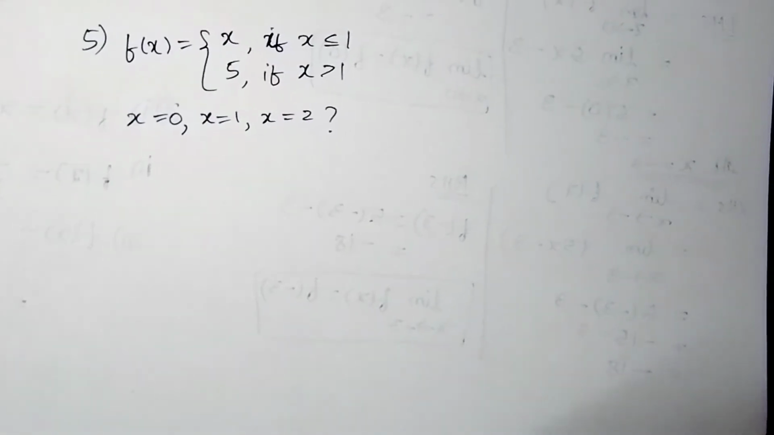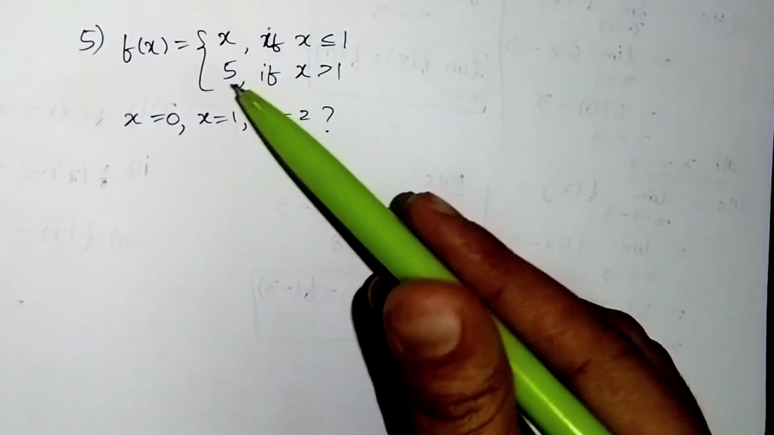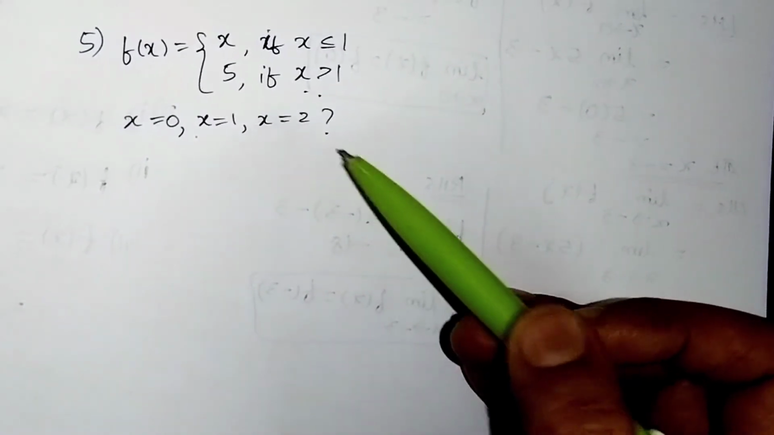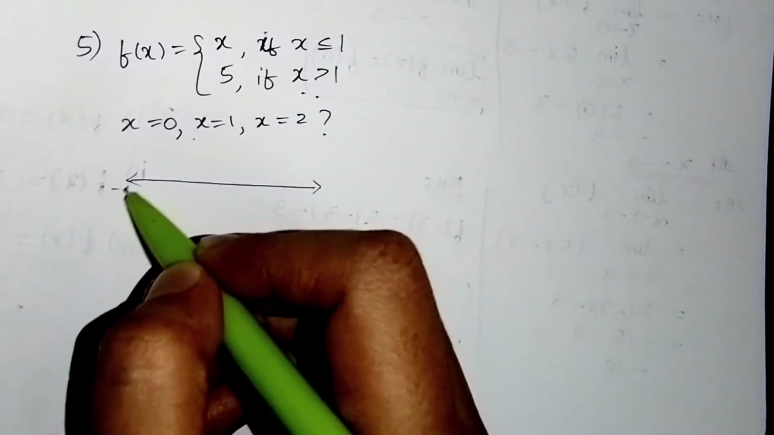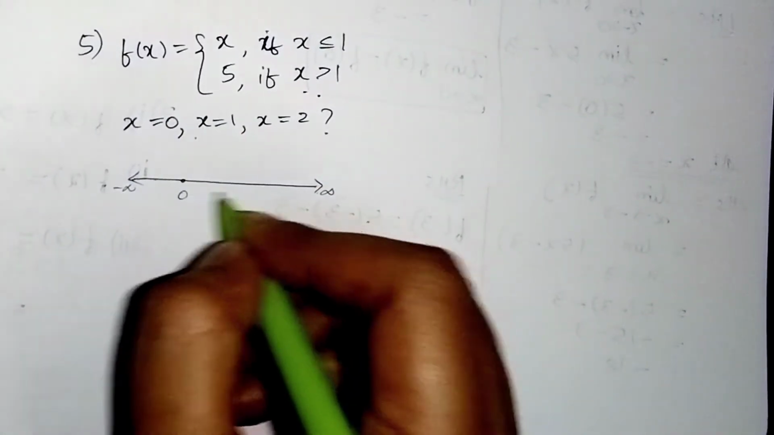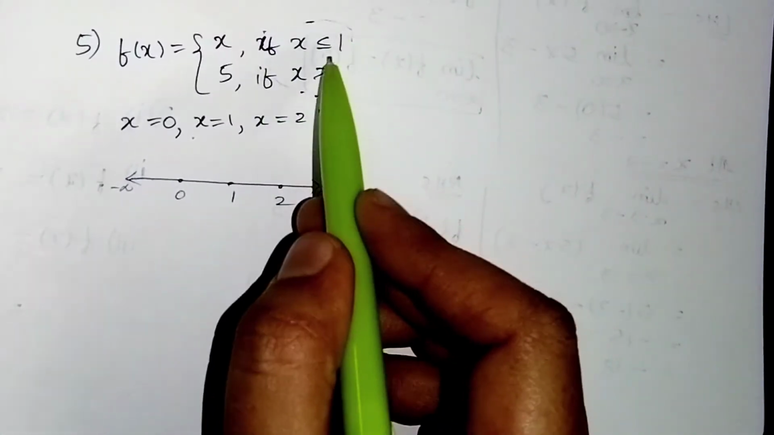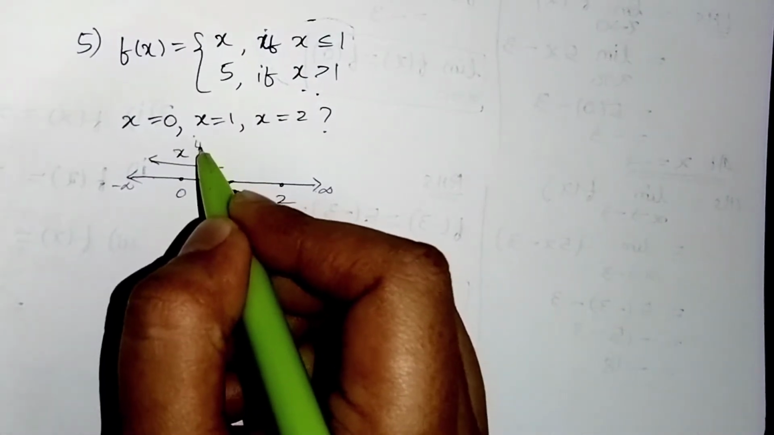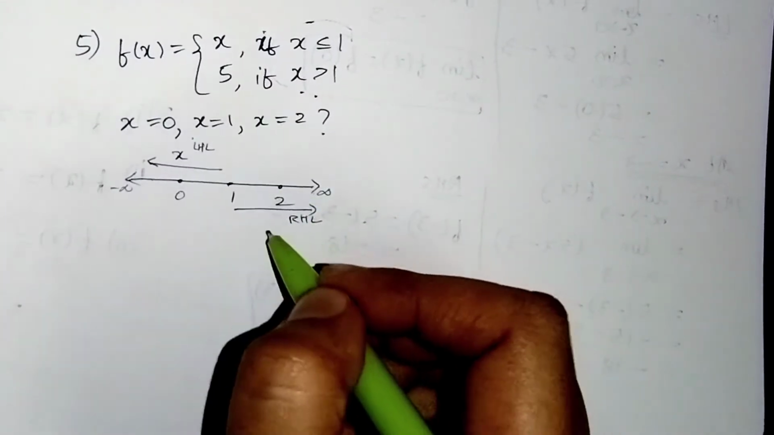Question number 5, we need to check whether the given function, which they have defined as x if x is less than or equal to 1, and 5 if x is greater than 1, is continuous at x is equal to 0, 1 and 2. First of all, draw a clear number line either in your rough column or in the main space, from minus infinity to infinity. They have given the values 0, 1, 2. And here it is defined for less than or equal to 1. So for less than or equal to 1, the function is x, that is the left hand side, and for greater than 1, that is the right hand limit, the function we will use is 5.